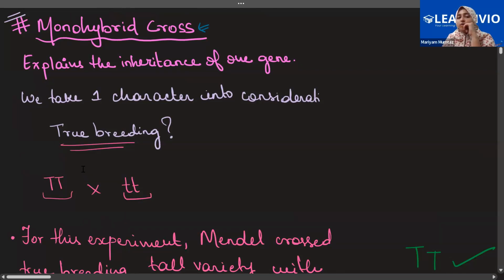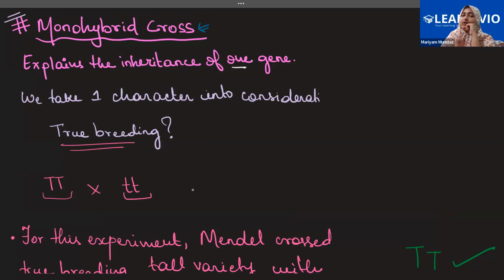Now, mono means what, students? One. Very good. Mono means one. This explains the inheritance of only one gene. It is the most basic type of cross, and in it we find out how one gene is inherited in the organism. So we take one character into consideration for the monohybrid cross.